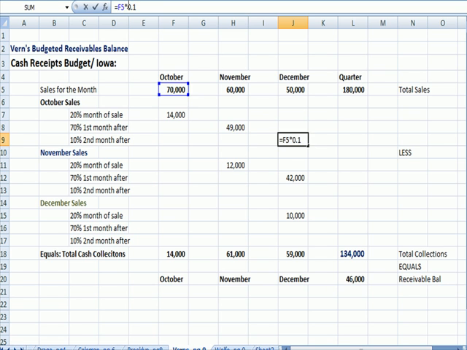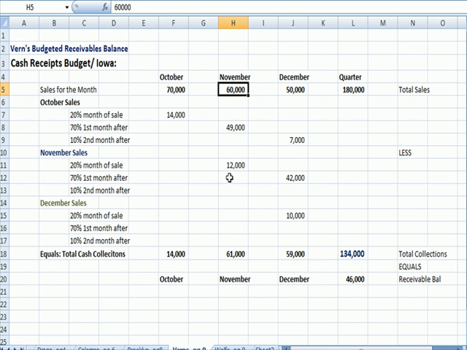10% of October sales received in December. Again, it's linked to the blue cell. So just for October, all 100% of these October sales are collected within the 3-month period we're looking at. That is not the same for the other months, November and December.